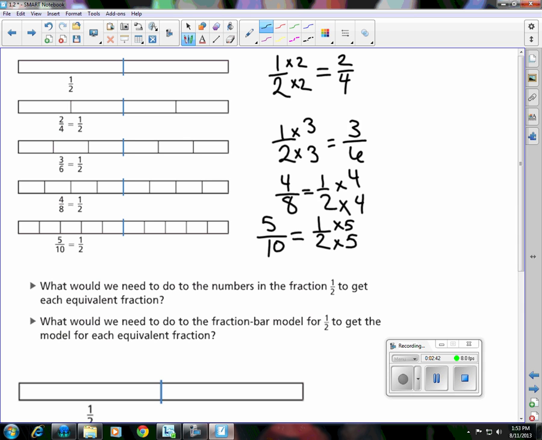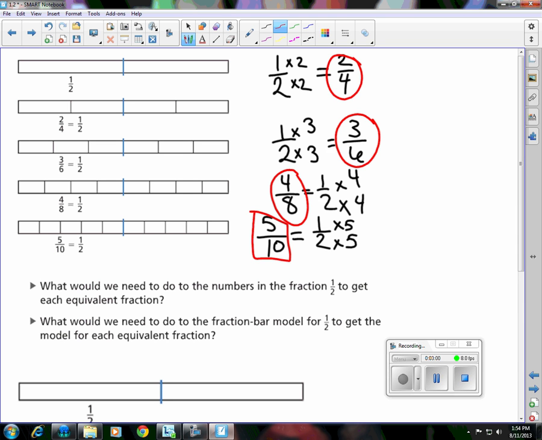The other thing is, you'll notice that 2 is half of 4, right? 3 is half of 6, right here. Okay, 2 is half of 4. 3 is half of 6. 4 is half of 8. And 5 is half of 10. So you know that those are the case.